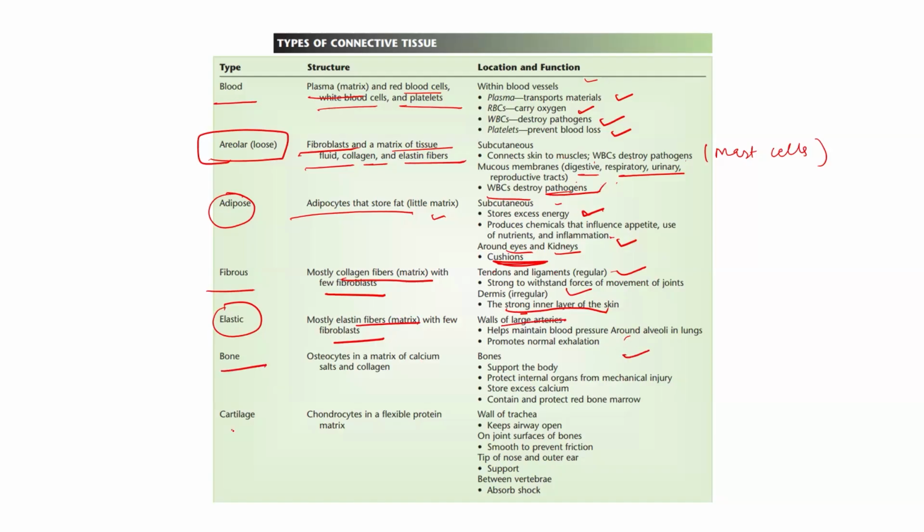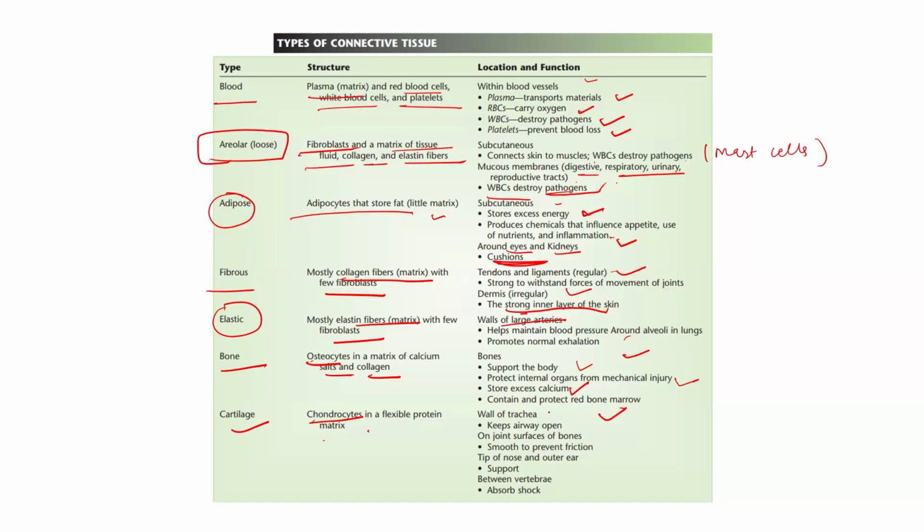Then we have bones and cartilage. Bones are made up of osteocytes in the matrix of calcium salts and collagen. Cartilage consists of chondrocytes in a flexible protein matrix. Bones are comparatively rigid; they are the most rigid connective tissue. Blood and lymph are the fluid connective tissue. So what is the function of bone? It supports the body, protects internal organs from mechanical injury, stores the excess calcium, and contains and protects the red bone marrow.